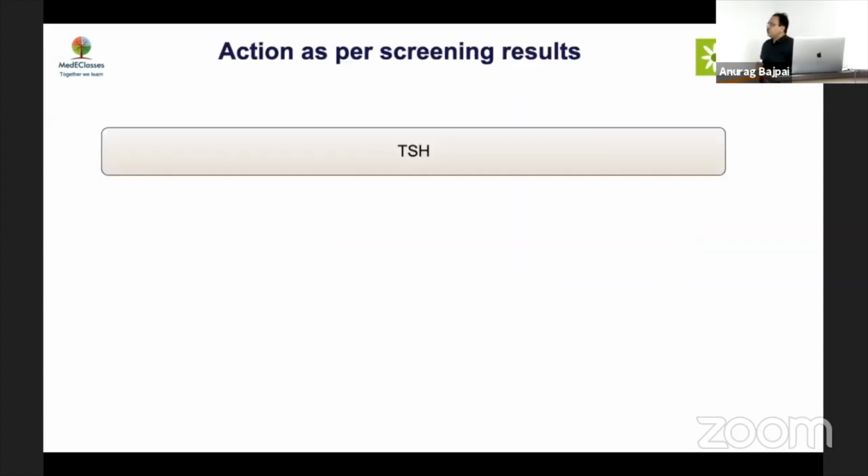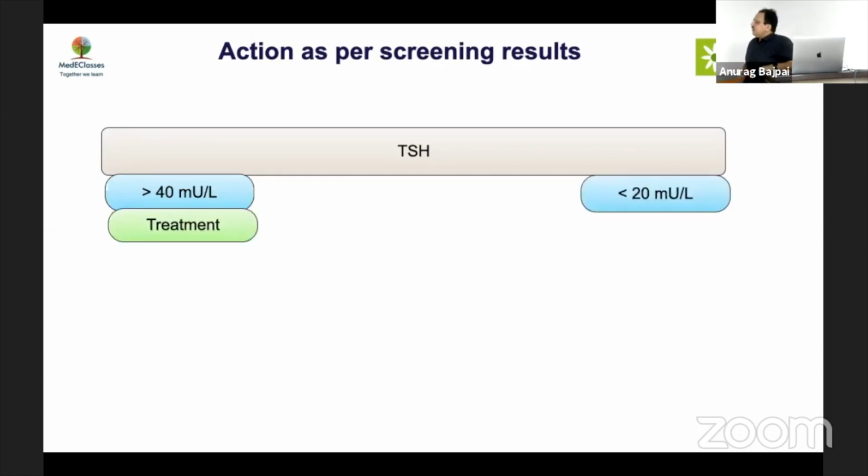Now, once you do a neonatal screening and you find TSH levels more than 40, you need to confirm and treat. This is congenital hypothyroidism. Levels less than 20, nothing to be done. And if you're doing an early sample, the cutoff becomes 34.